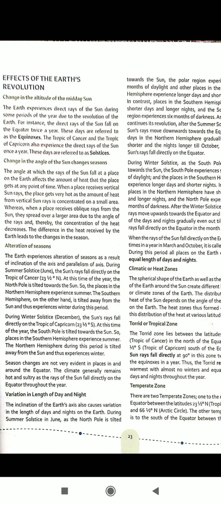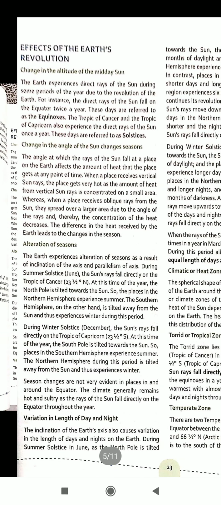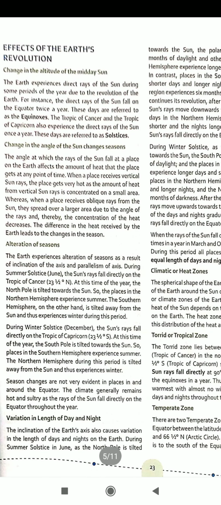Just imagine, students, if the axis of the earth were perpendicular to the plane of the orbit in which the earth revolves around the sun, there would be 12 hours of day and 12 hours of night, and there would be no seasons on the earth. Change in the altitude of the midday sun. The earth experiences direct rays of the sun during some period.